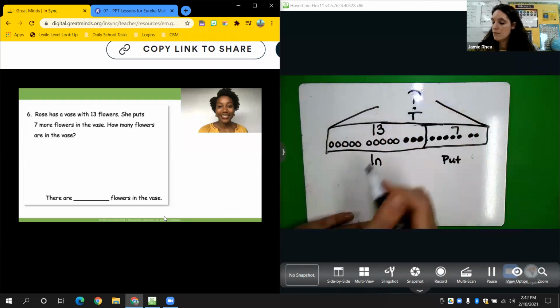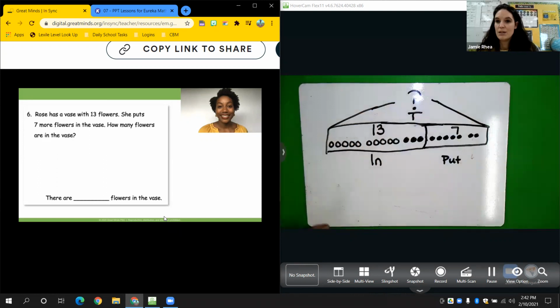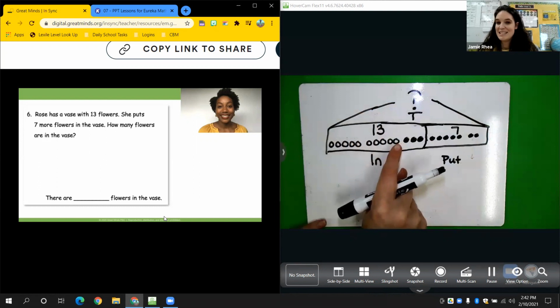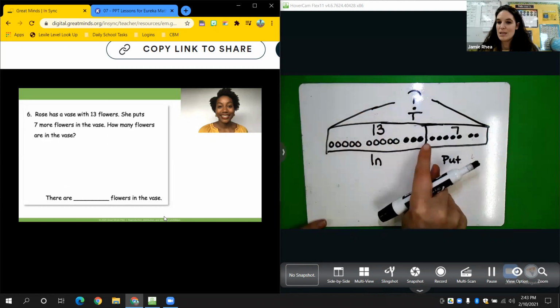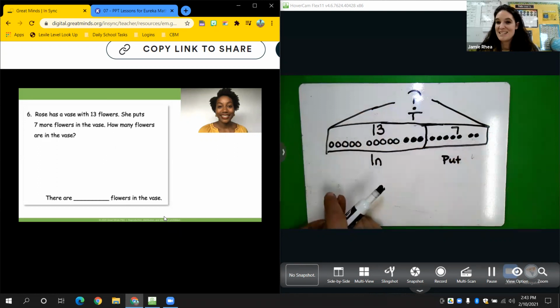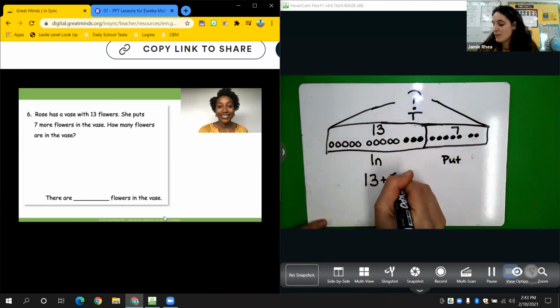We're going to put a T for total. Okay, so now we have to figure this out. Now, friends, I know that 13 is 10 and 3. And I can look right here and say 3 plus 7 more make 10. So I can say 13 plus 7 equals something.